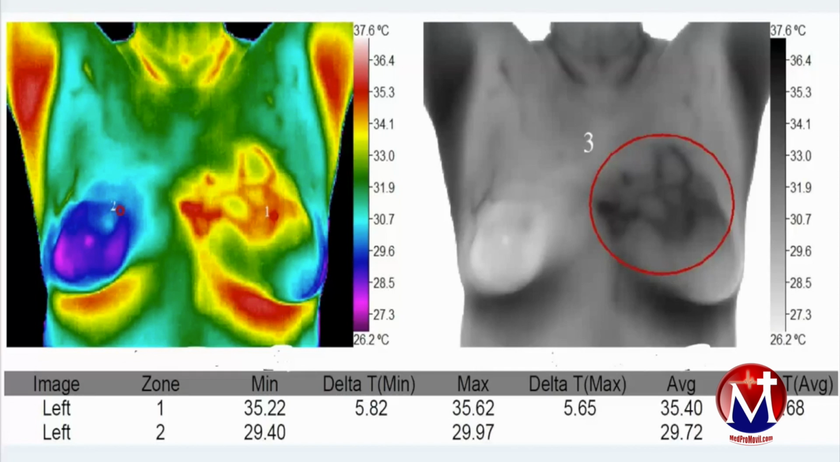Okay, here we are with the Professional Academy of Clinical Thermology with another case study. This study just came into us today. And as you can see here in the left breast, looking at the grayscale imaging, there's a vascular network present that is highly abnormal and highly indicative of breast cancer.